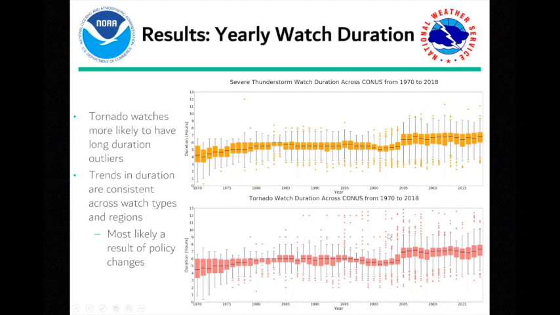When looking at watch duration by year, again, you can see all these long duration outliers. You'll also notice that the trends in both of these plots are very similar, mostly being this reduction in variability across the 70s, especially on the low end of duration, a reduction in variability in the early 80s, a reduction in variability in the late 90s to early 2000s, and then a jump in median duration and in the long duration watches in 2005. And again, I don't have them here, but these trends are very consistent across regions, which leads us to believe that it's most likely a result of policy changes.